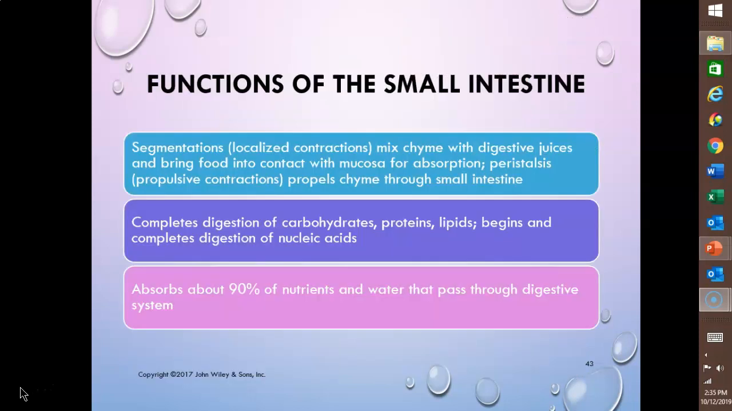There are two types of movement that make up the mechanical digestion in the small intestine. Segmentations are localized mixing contractions that occur in portions of the intestine that have been distended by a large volume of chyme. These segmentations mix the chyme with digestive juices and bring all those particles of food into contact with the mucosa so that we can absorb it.